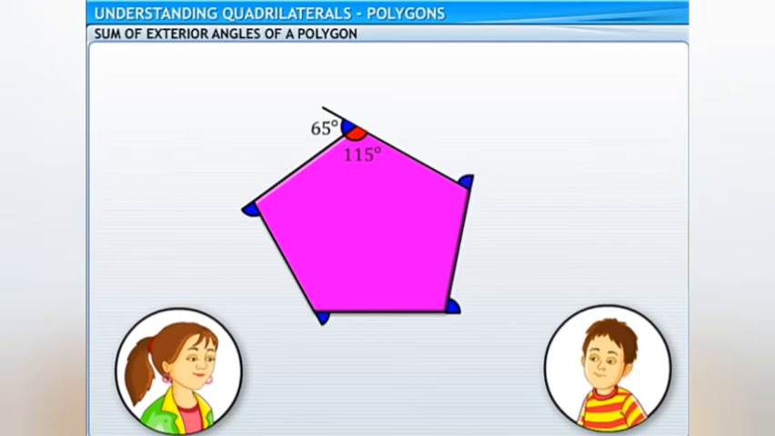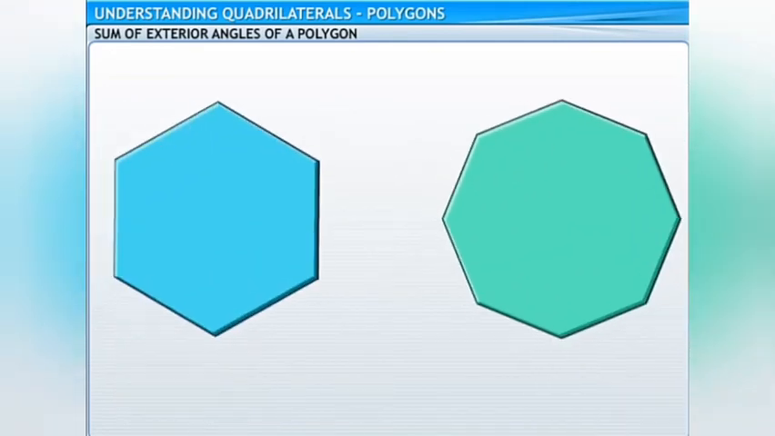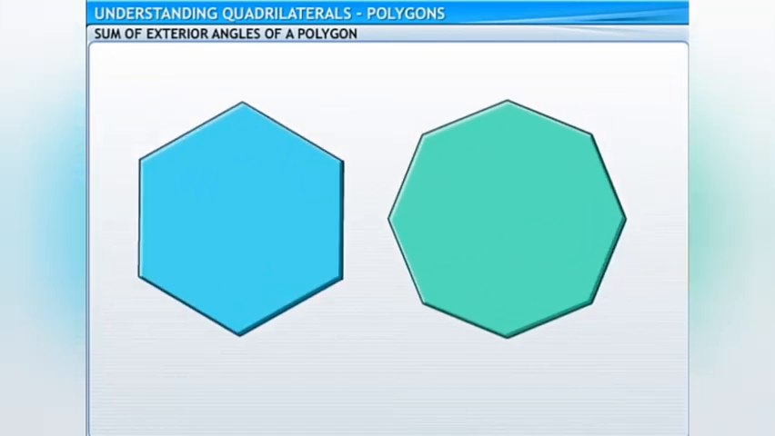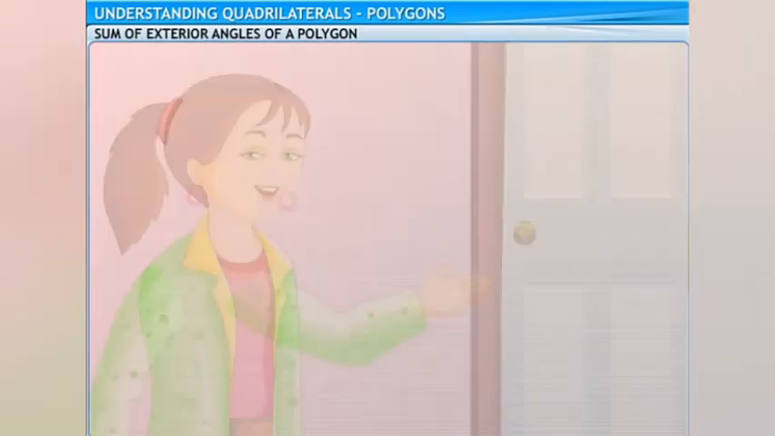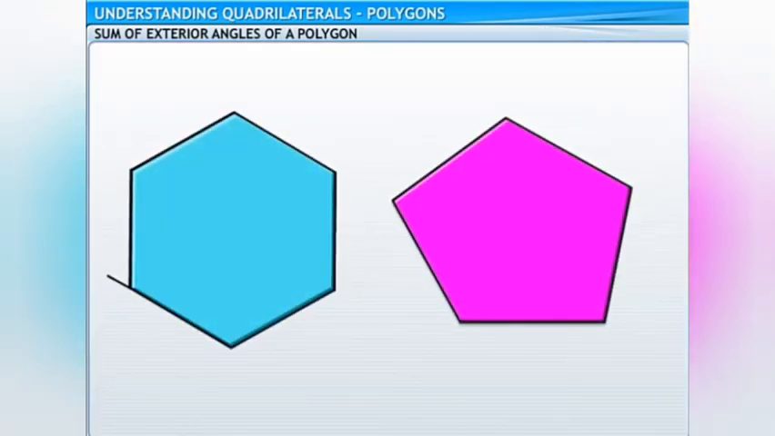If we add all the exterior angles, the sum is 360 degrees. If we consider other polygons, such as a hexagon or an octagon, the sum of the exterior angles is 360 degrees. Is it applicable to other types of polygons too? This is applicable to every regular and irregular polygon, irrespective of the number of sides.